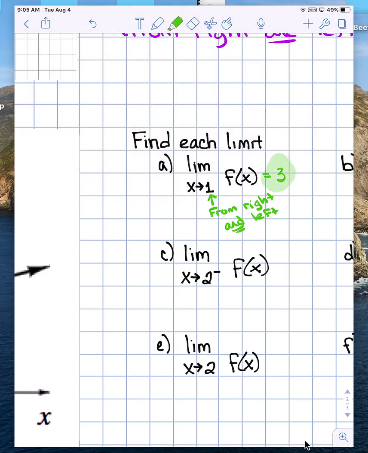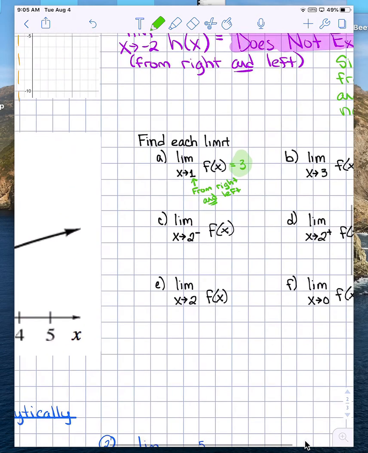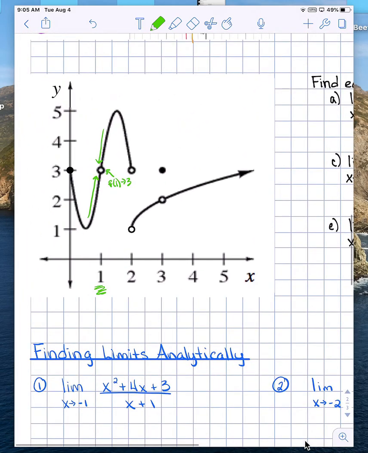Okay, let's see if we can do the next one. The next one is asking, what is the limit of f of x as x approaches 3 this time? So as x approaches 3, we're going to look from the right. We're going to look from the left. Oh, but wait, what about this? Remember, we're talking about what the function is approaching. That means what are we getting closer and closer to?